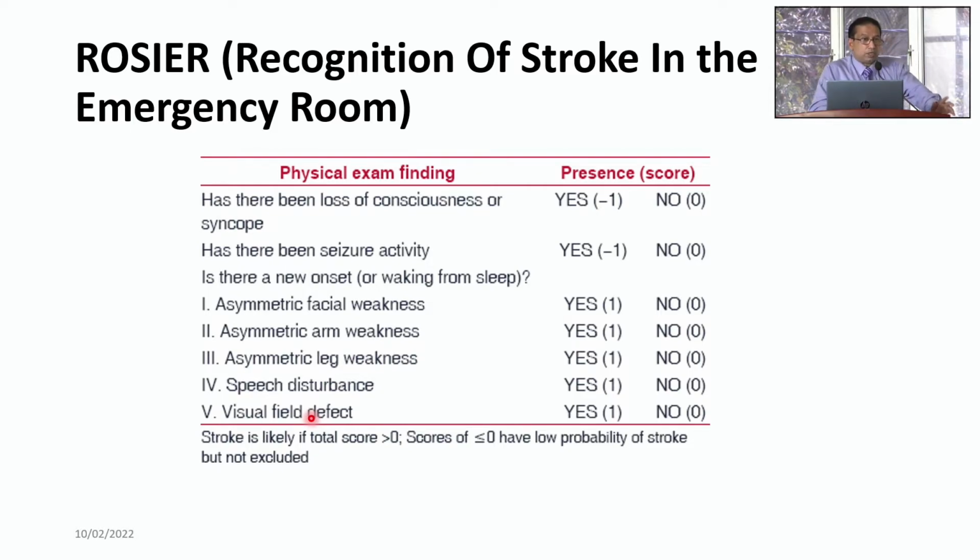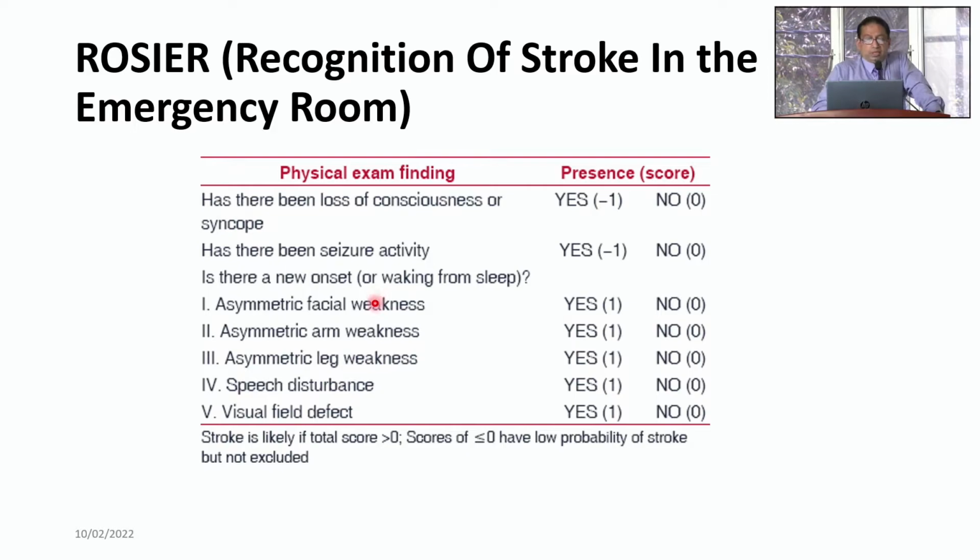Most of you will be aware of this scale, which we usually use in the emergency setup. It's called ROSIER, or Recognition of Stroke in the Emergency Room. It helps to identify the stroke and also to rule out a stroke mimic. There is negative marking for the first 2 points, that is, loss of consciousness or syncope, and seizure activity. Those go minus, whereas all the others are positive.